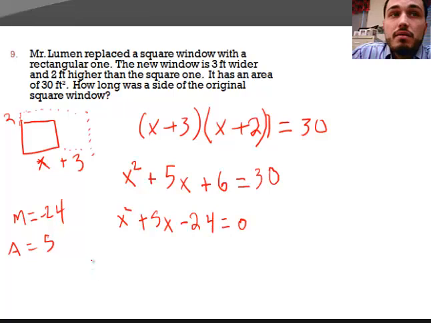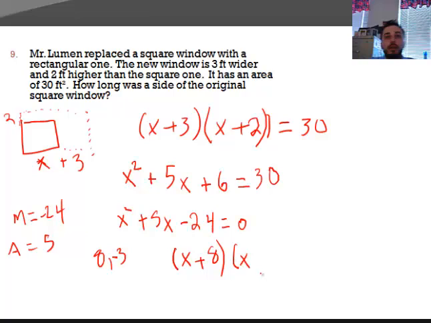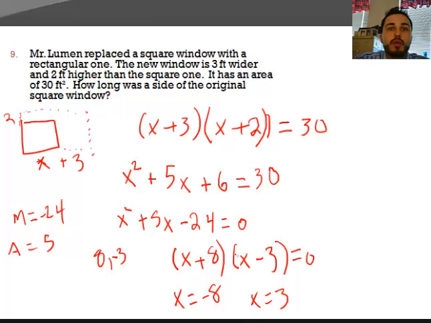8 and 3 multiply to 24. To make it add to 5, though, I'm going to make it a negative 3, and then that balances all out there. So I've got x plus 8 and x minus 3 equals 0. My solutions from that are x equals negative 8 and x equals positive 3. So which one of these is the answer? Obviously not the negative one, because you can't have a negative side length to a square, so 3 is the answer. 3 feet was the length of the original window.